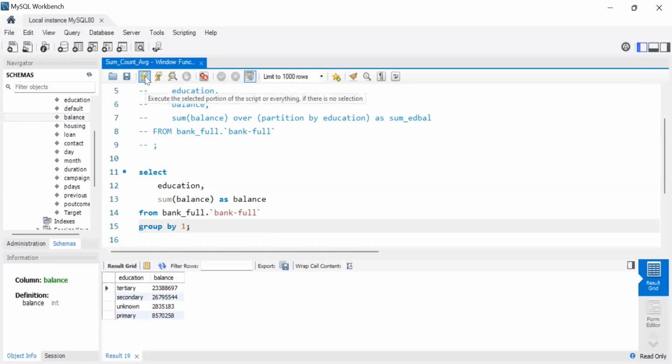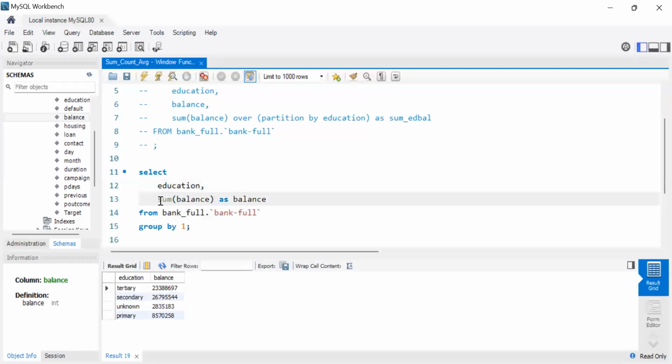In case you're not familiar with group by, but honestly, if you've reached this level of the tutorial, you are probably already familiar with it. Let me mention, you could either do group by 1 or group by education. So 1 is like a placeholder or alias. This is the first column I'm calling, then the second column. So I'm grouping by 1, which is education.